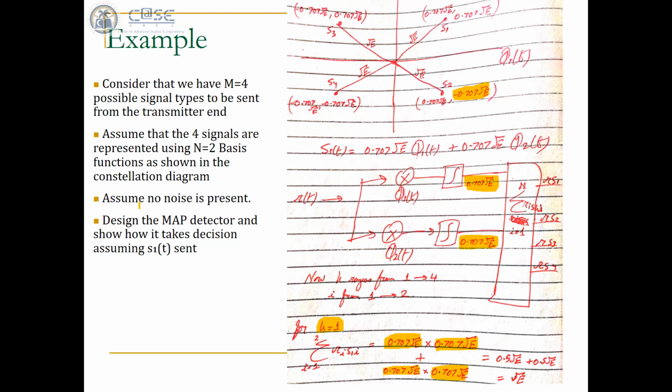So even if you assume the noise to be present, this receiver may take correct decisions as long as the noise is below a certain threshold value.